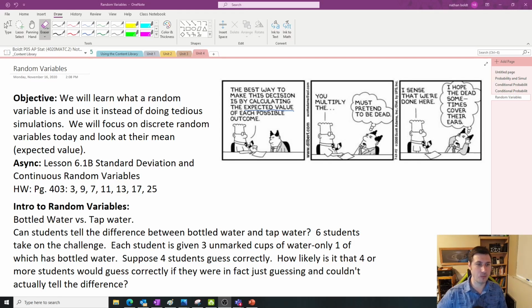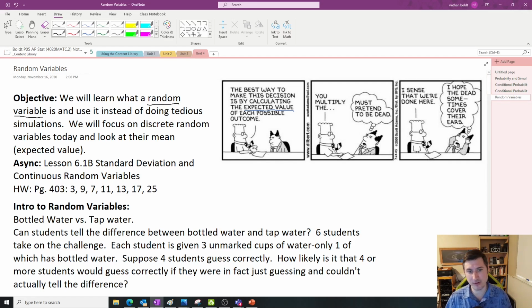All right, what are we taking a look at today? We are starting chapter 6. We just finished chapter 5 on probability. Now we're going to use that probability and some of those ideas with these things called random variables. What these random variables do is, at first, they let us sort of get rid of simulations in a way. They're a more efficient way to look at many types of simulations.